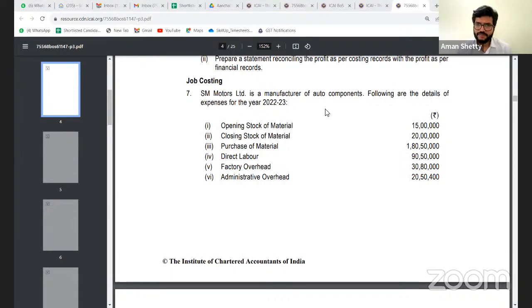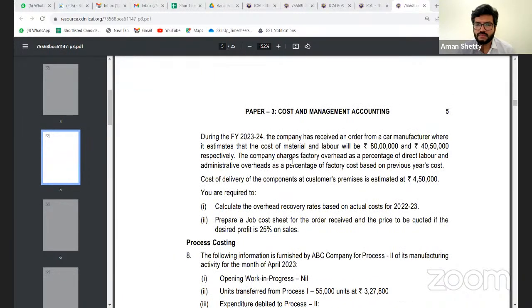SM Motors Limited is a manufacturer of auto components. Following are the details of the expenses for the year 2022-23: opening stock of material, closing stock of material, purchase of material, direct labor, factory overhead, administrative overhead. During the financial year 23-24, the company has received an order from a car manufacturer where it estimates the cost of material and labor will be 80 lakh and 40 lakh 50,000 respectively. The company charges factory overhead as a percentage of direct labor and administrative overheads as a percentage of factory cost based on the previous year's cost. Cost of delivery of the components at customers' premises is estimated at rupees 4,50,000.